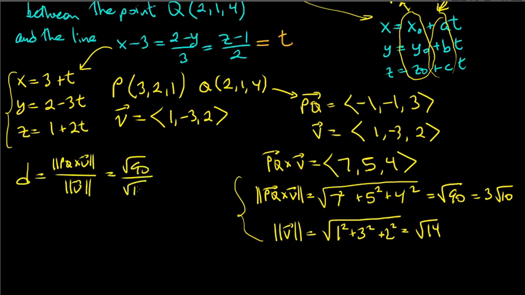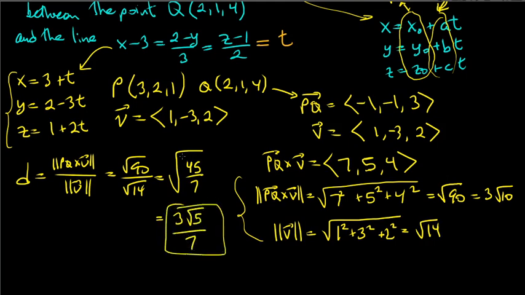The square root of 90 divided by the square root of 14 is just the square root of 45 over 7, to simplify it a little bit. And, well, the square root of 45 is 3 square root of 5 over 7. Again, I'm not too big on that. I would accept this too. Oh, wait a minute. That's not right either. It's over the square root of 7. Okay.